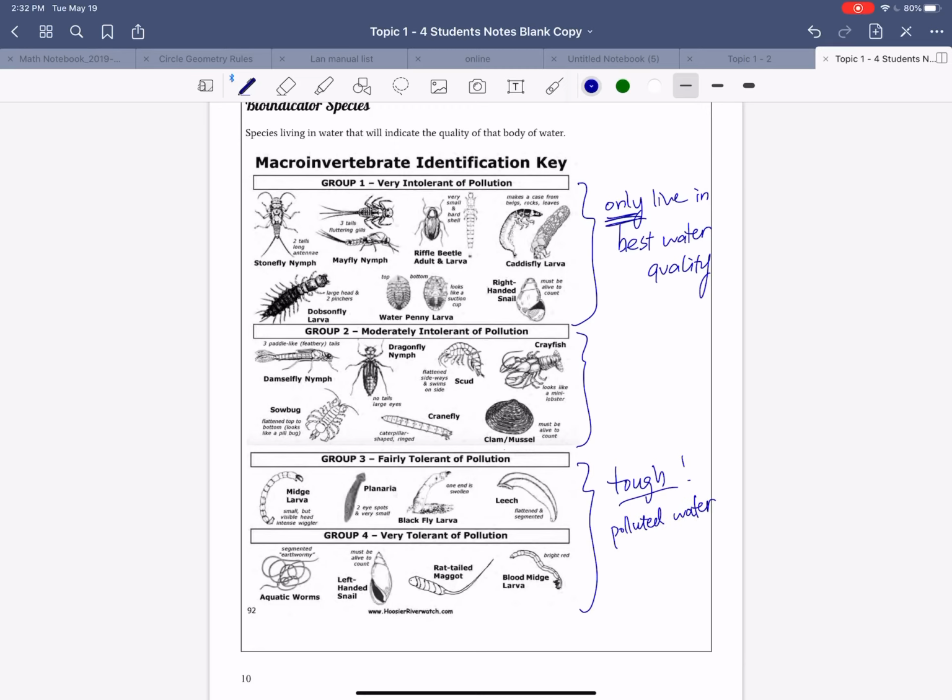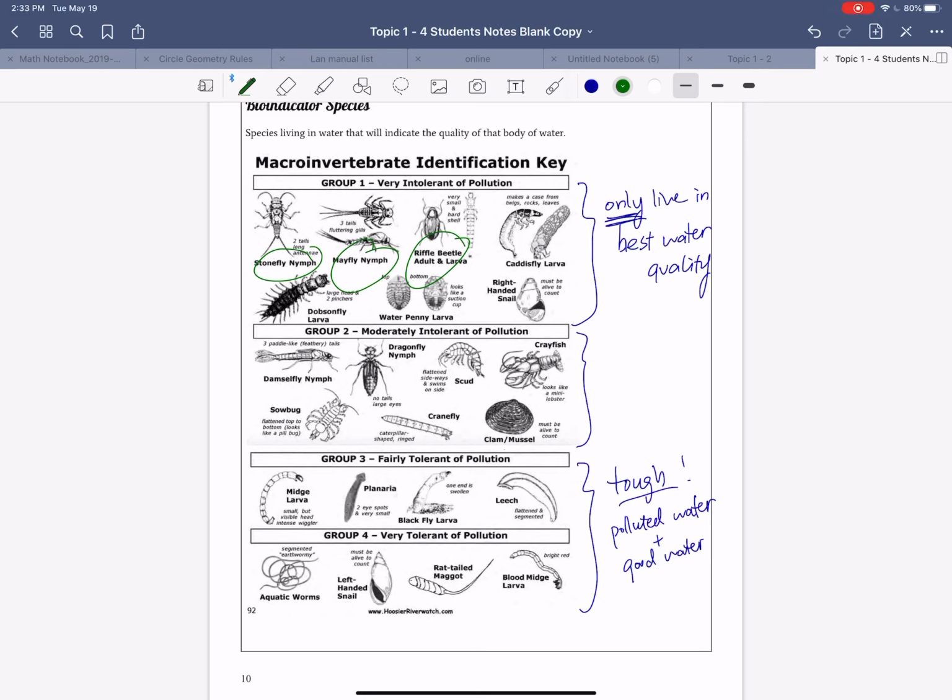Okay, they can live in polluted water, but can they live in good water too? Yes. They can live in any kind of situation. So they're the tough guys. If, for example, in a river you find nymph, stonefly, mayfly, and riffle beetles, does that mean the water is good? Of course it's good, because these guys only live in good water environments.